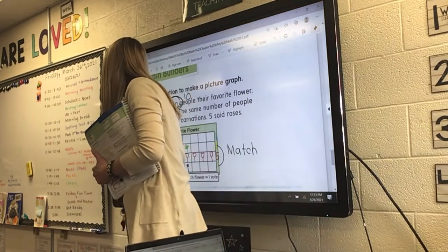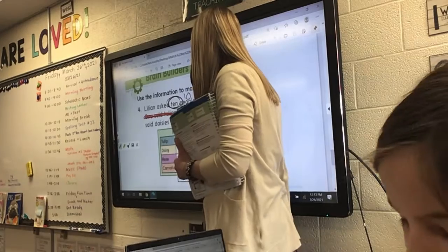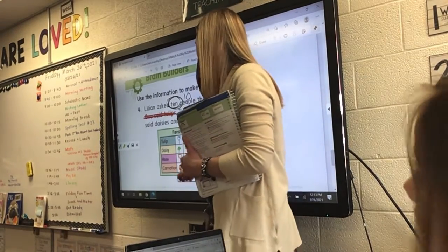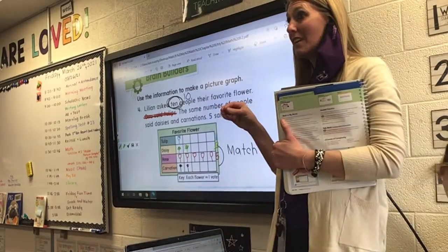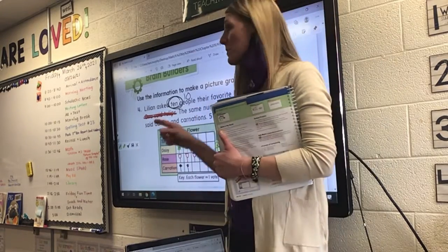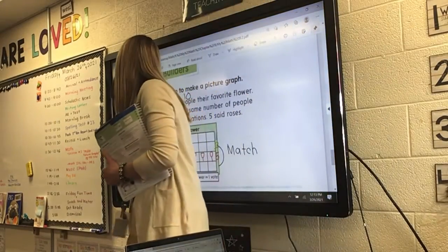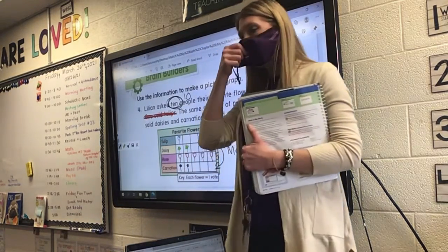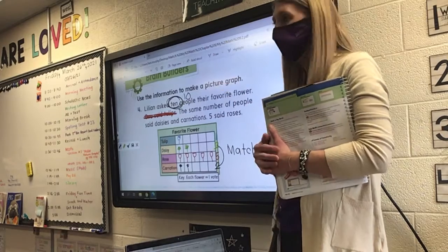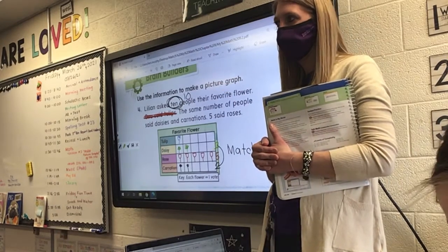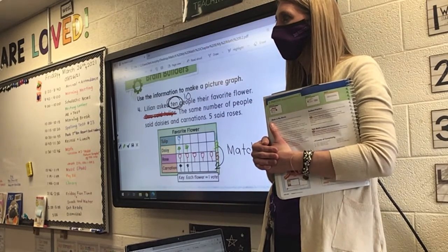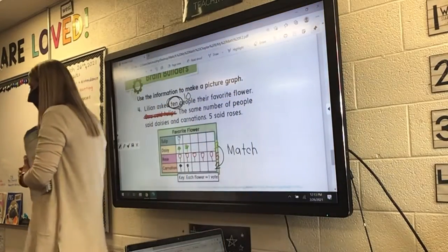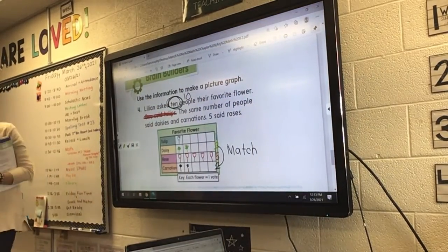We should have, when we add these up, 10 people. So let's look here. 1, 2, 3, 4, 5, 6, 7, 8, 9, 10. Did I do it correctly? Yes. So you always want to double check your work. Make sure that you go back and make sure your picture matches your data. Okay, that's fine. Perfect. Let's go on to the bottom one. Give me a thumbs up if you're ready to go on.